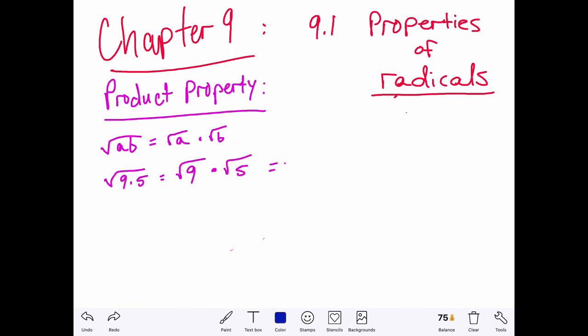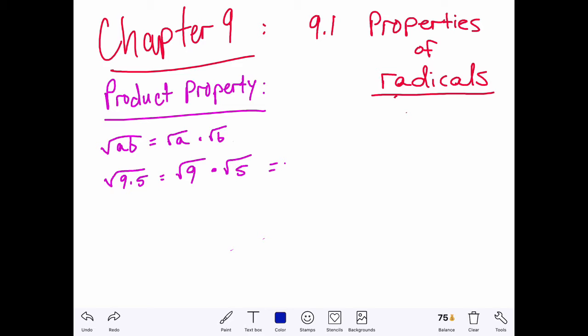Okay guys, let's get into chapter 9.1 here, properties of radicals. This is an important chapter and it's got a lot of stuff in it, so we're going to spend a few days on this. Okay, so first let's start with the product property here.